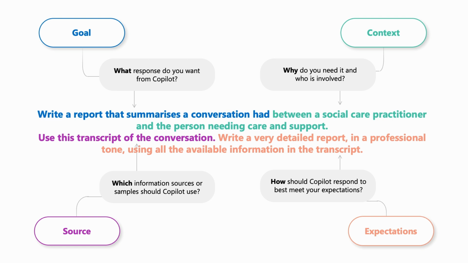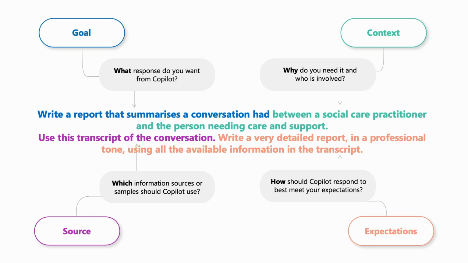First, the goal is the outcome of the prompt that I want to see. Or you could say, what do I want? And in this example, it's a report. Next, the context provides the background information that Copilot needs to understand the situation. Or you could say, why do I need it and who is involved? In this prompt, it's an interview between a social care worker and an individual seeking care and support.